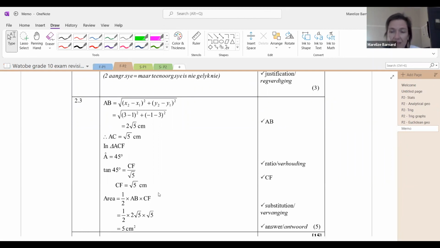Okay. Right, guys, that is it for this evening. Our last lesson for the year will be on Thursday. On Thursday, we're going to tackle trigonometry and the trigonometric graphs. And if there's time, we'll do a little bit of Euclidean geometry.